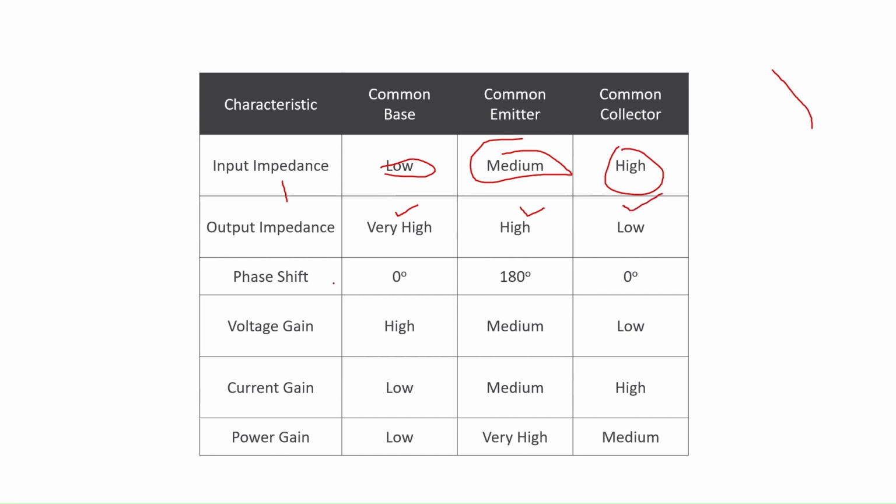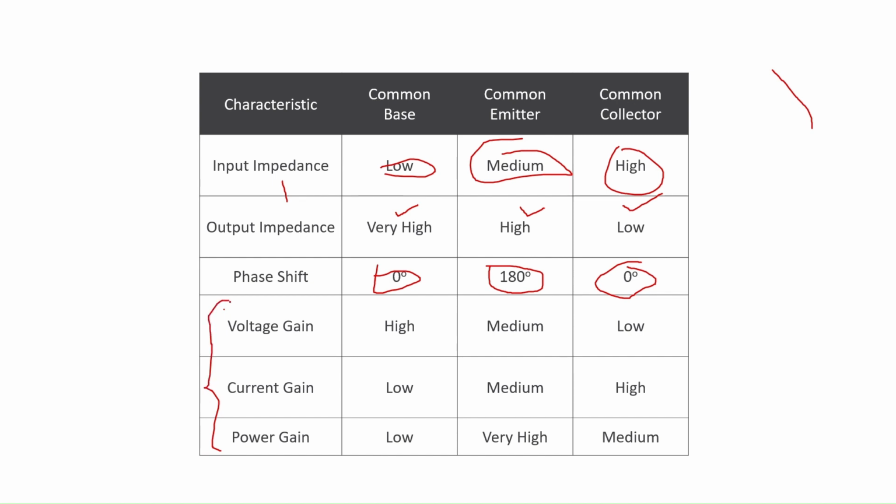Phase shift is nothing but the phase shift between the output and input current and voltage. There is no phase shift in common base and common collector. In case of common base and common collector, there is no phase shift, but in case of common emitter, the phase shift is 180 degree. The next three parameters are voltage gain, current gain and power gain.